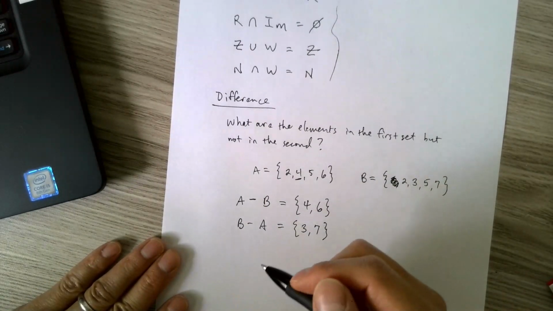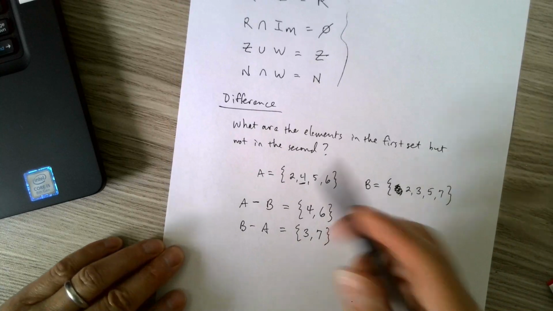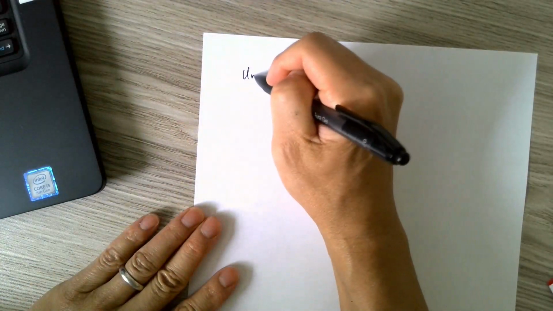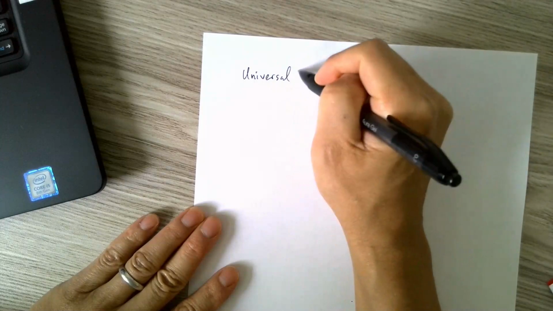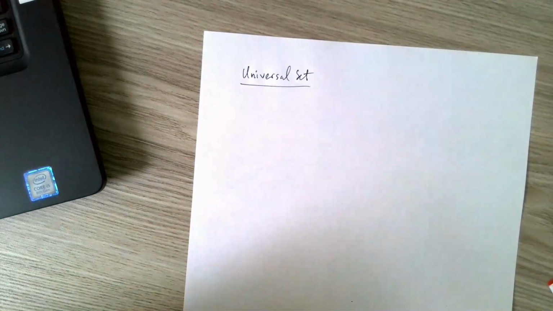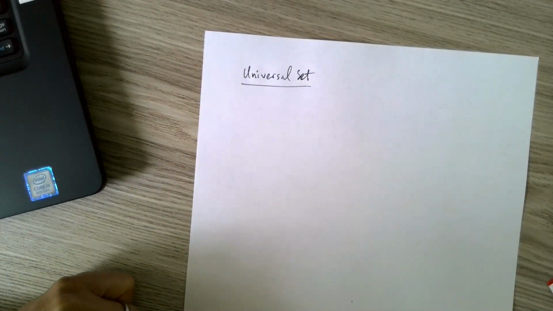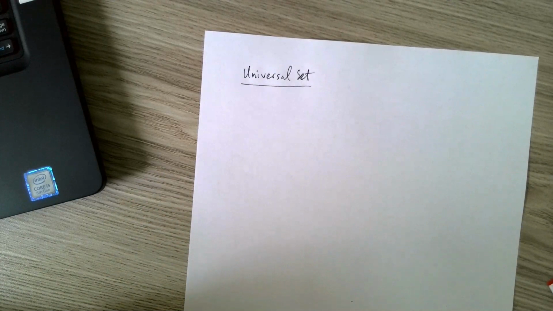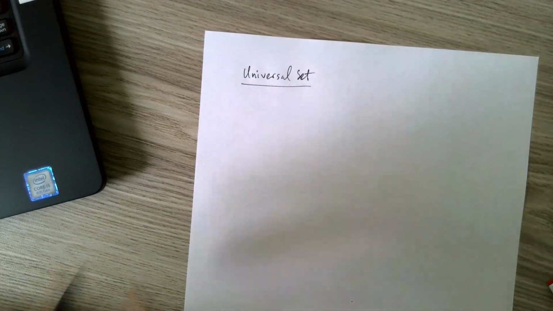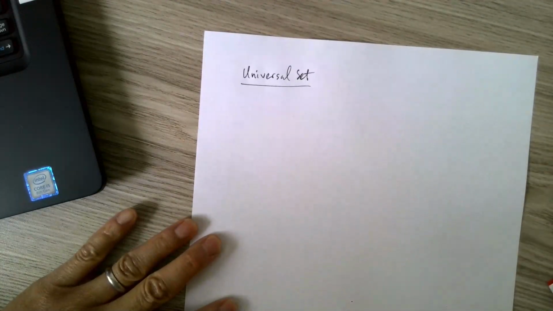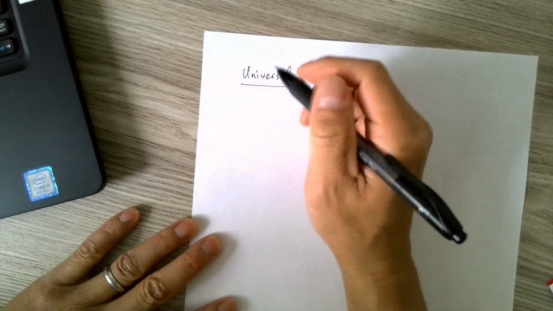Okay, we're going to move on to something called the universal set. The universal set is not an operation, it's actually a set, but it allows us to use another operation. Without the universal set, we can't use the next operation that I'm going to explain. So what is the universal set? Why do we have a universal set?